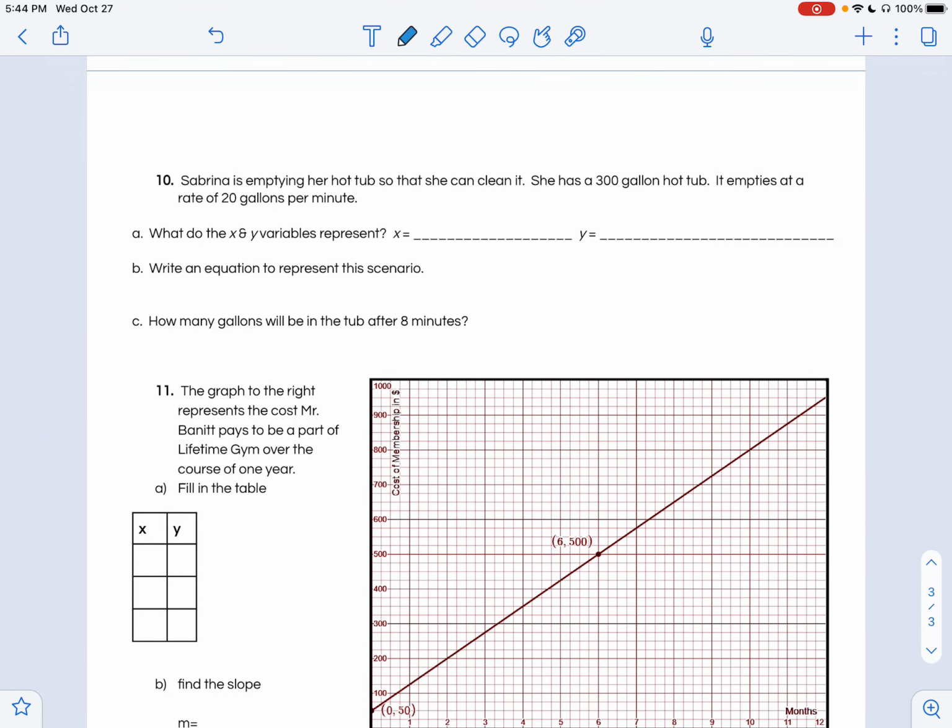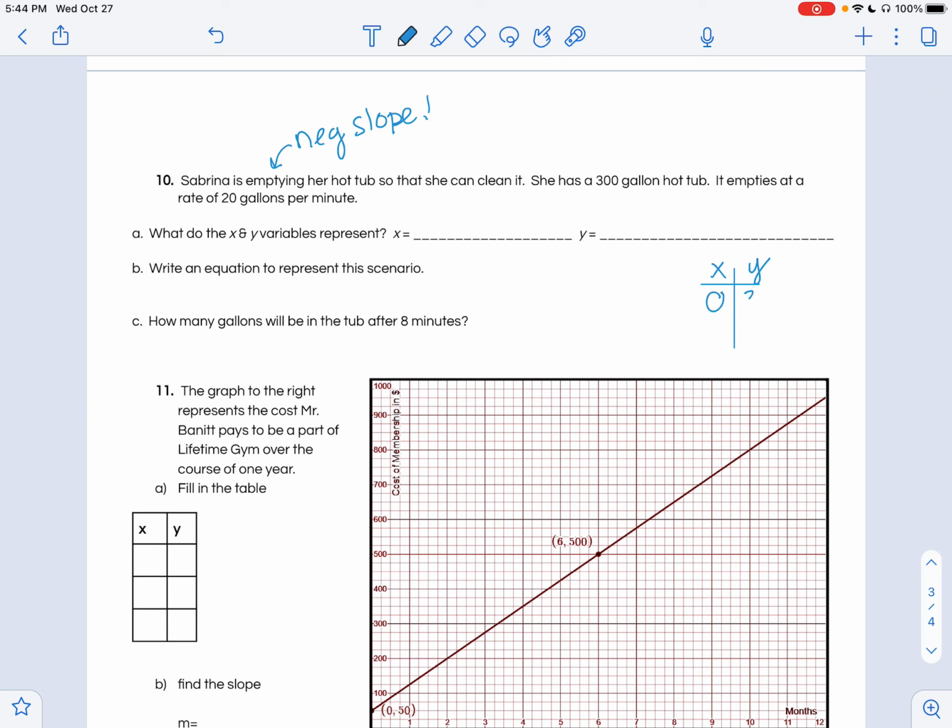So the hot tub is emptying. Oh, I know right away that I'm going to have a negative slope, right? Because it's going away. So she has a 300-gallon hot tub and it empties at a rate of 20 gallons per minute. So I told you guys, even though there's no table, start with a table because that's what makes most sense to me.